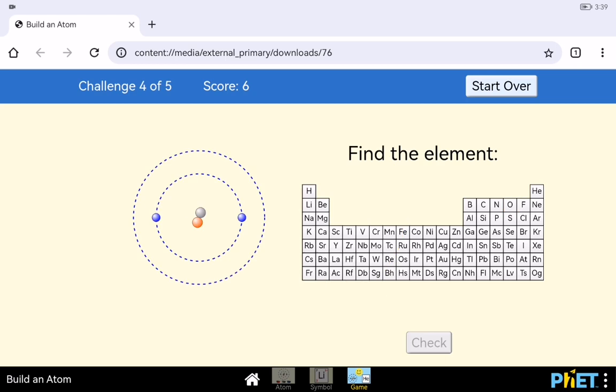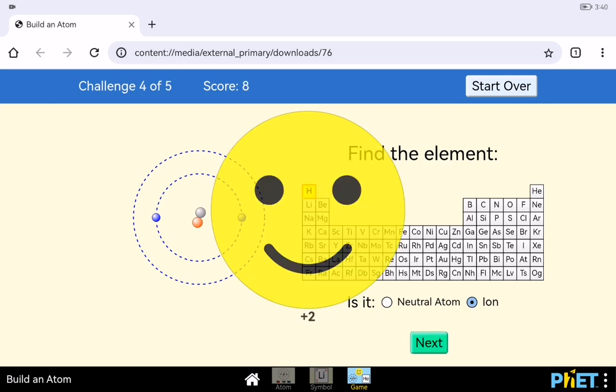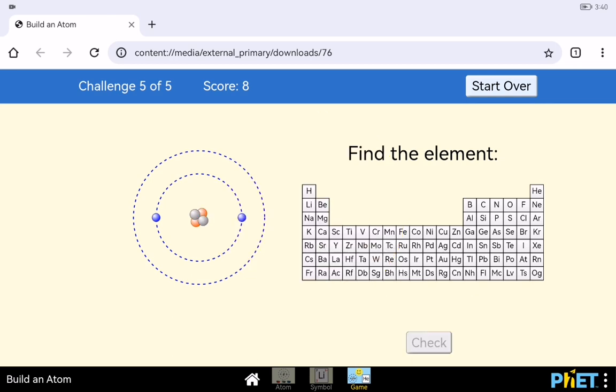Let's look at question 4. In this case, the red is 1. Red represents a proton, so 1 means hydrogen. Then, is the red equal to the blue? The answer is no. If they are not equal, it means that you're dealing with an ion. And the answer is correct. Let's look at the last question.